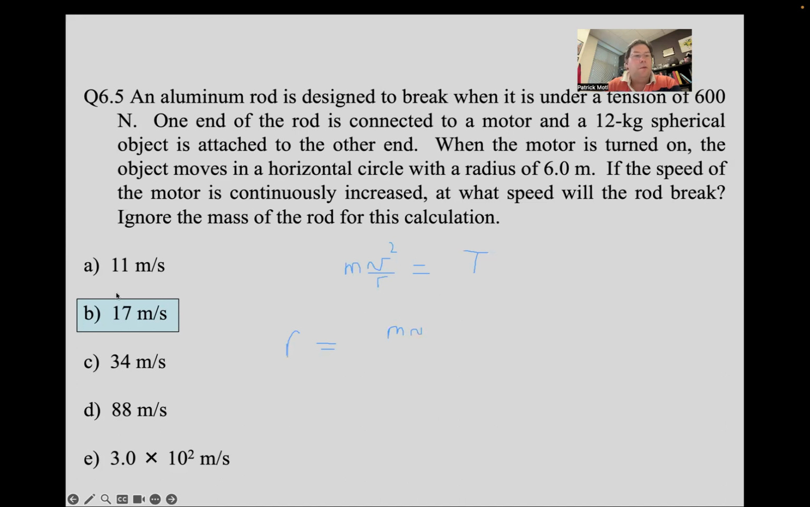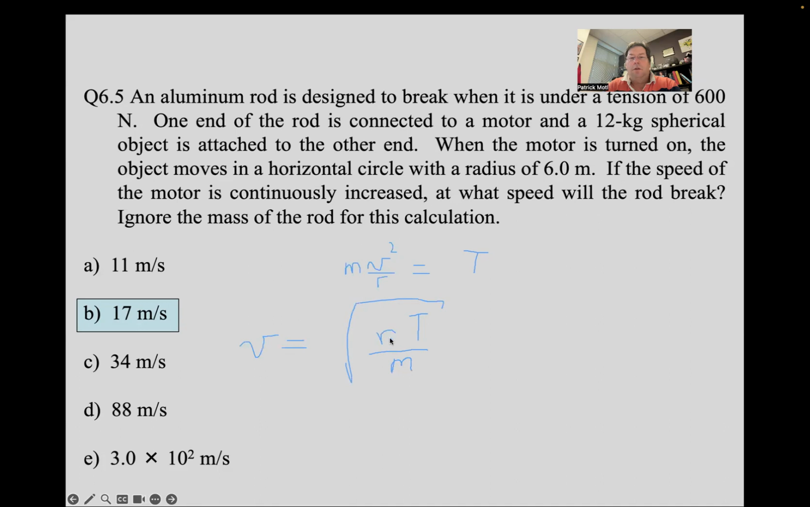Oh, I'm sorry, we're not solving for R. We're solving for speed. Silly, silly, silly. Solving for the speed, we're going to have R times tension. And now it is not the force of gravity that is causing the centripetal force. So the mass does not cancel out. V.